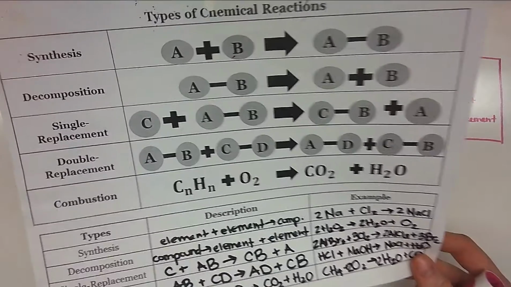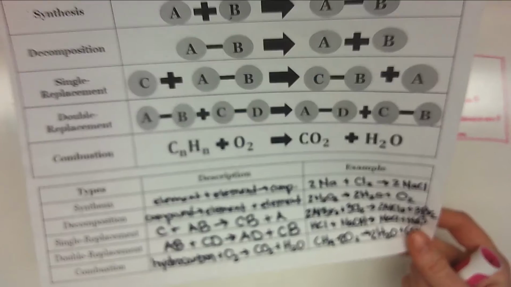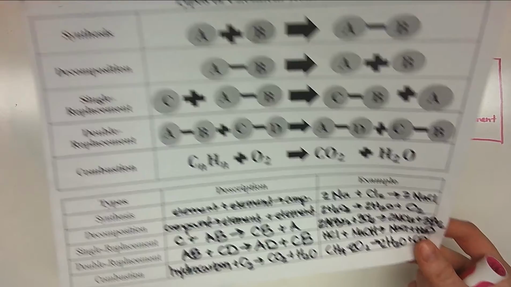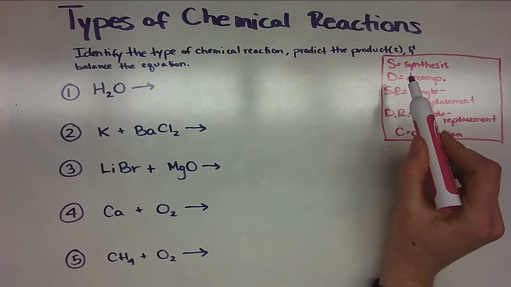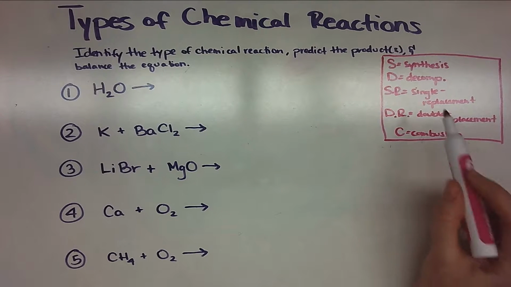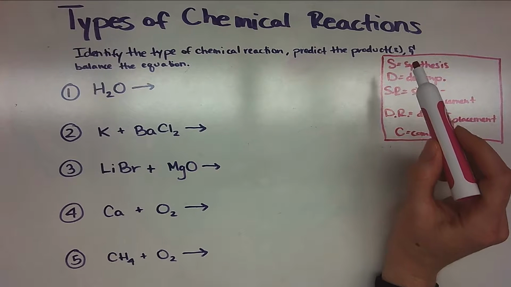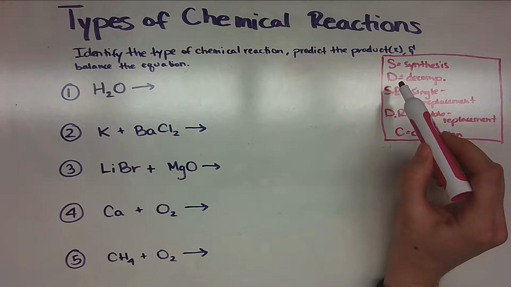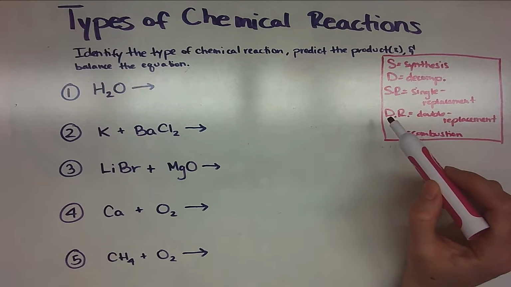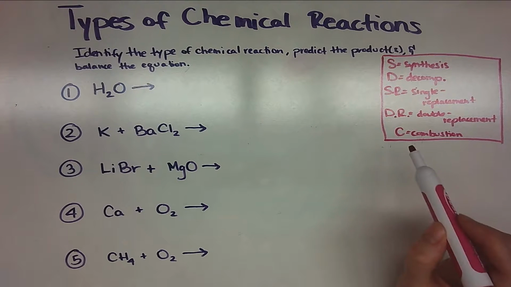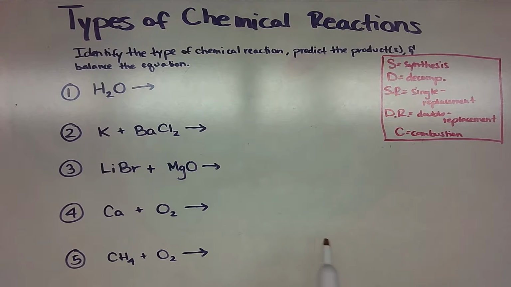We're going to use our graphic organizer from class to help us identify which reaction we have taking place. And we will identify that reaction by putting some initials. So an S for synthesis, a D for decomposition, SR for single replacement, DR for double replacement, and a C for combustion. Alright, so let's get started.